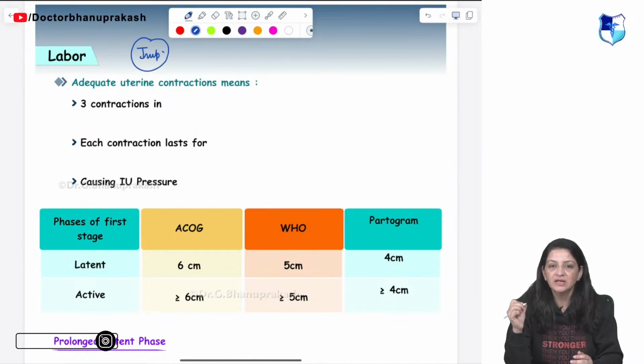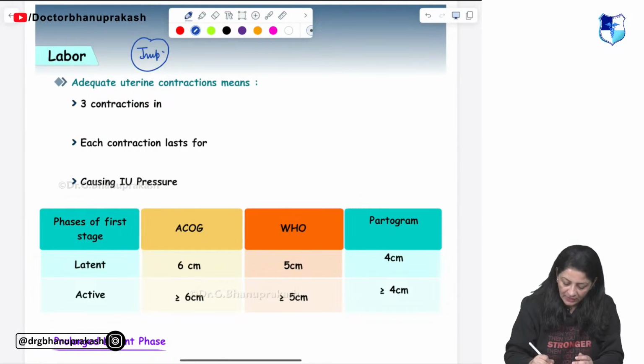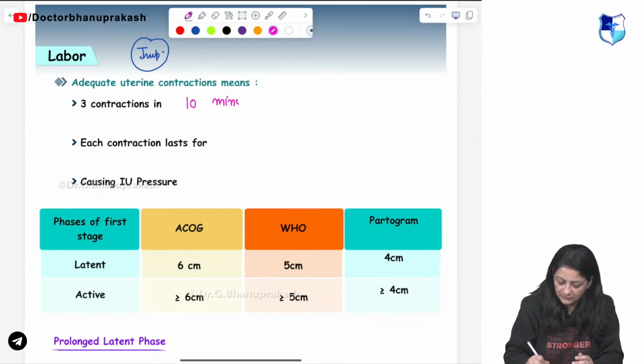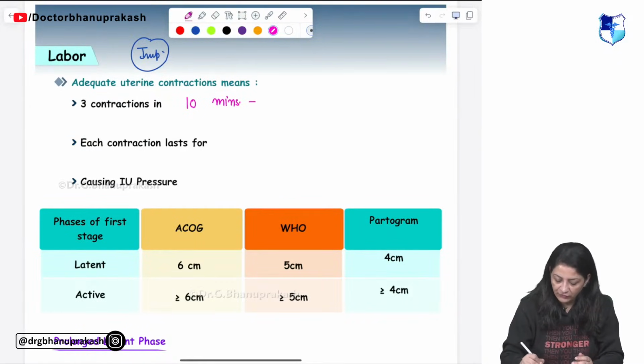Okay, now labor, an important part. What is the meaning of adequate uterine contractions? It means 3 contractions in 10 minutes, which is called frequency.